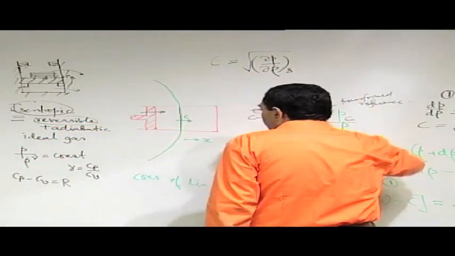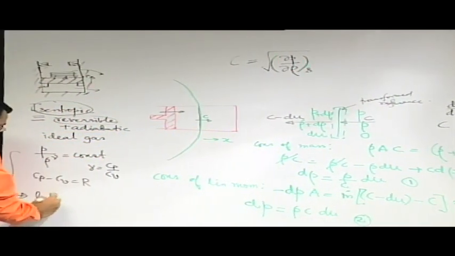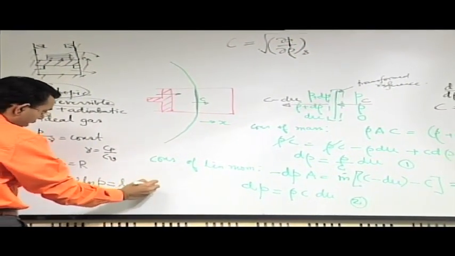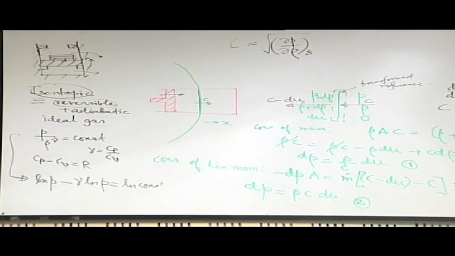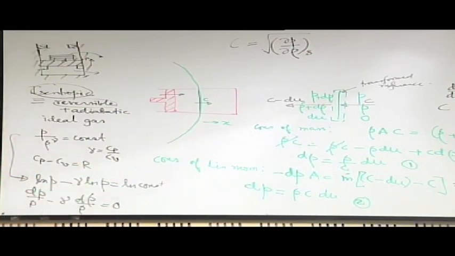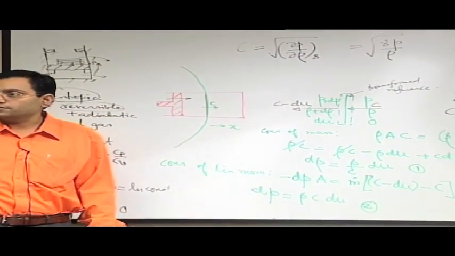So if you have P by rho to the power gamma as constant, you may take log of both sides and then differentiate. So you will get dP by P minus gamma d rho by rho is equal to 0. So from here you can write dP by d rho is equal to gamma P by rho. So the sonic speed is root over gamma P by rho for a reversible adiabatic process.